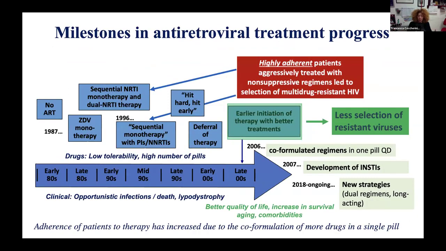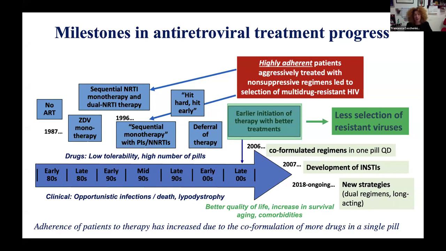Since the discovery of the first AIDS cases and after the identification and isolation of the virus, we didn't have treatment in the beginning. After 1987, we had zidovudine as the first drug, used as monotherapy. After that, new nucleoside reverse transcriptase inhibitors were developed, so we were using sequential monotherapy. After that, dual nucleoside therapy became very important.